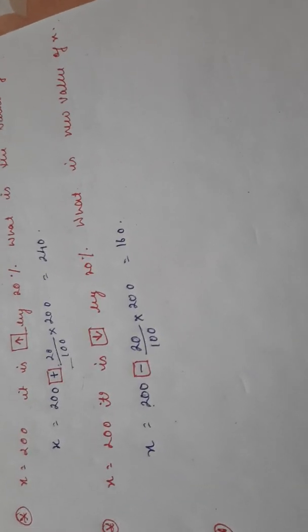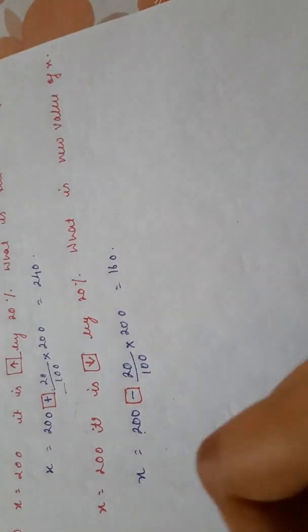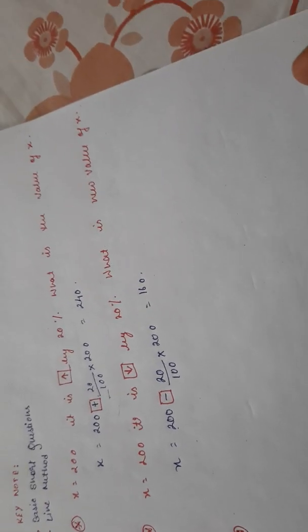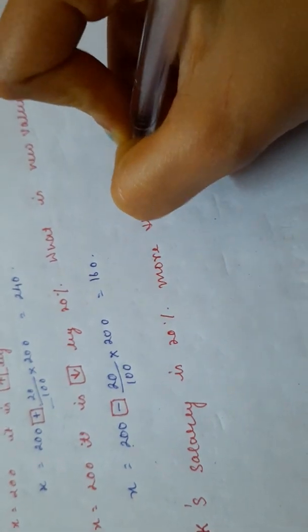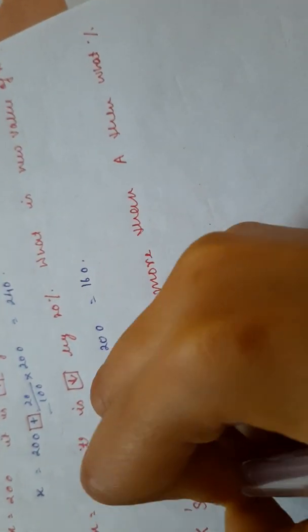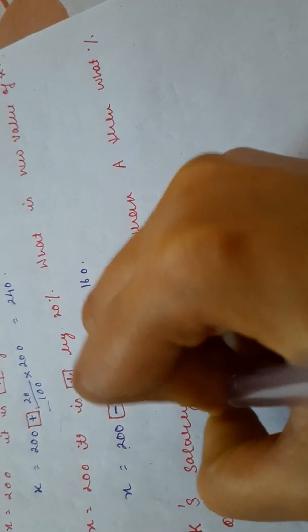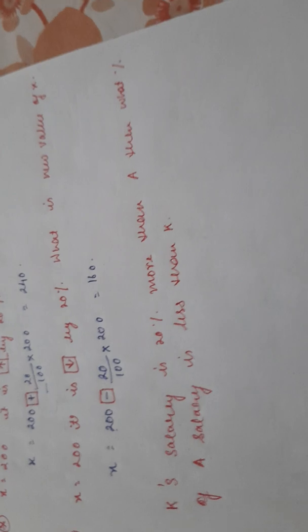We don't have to use any ninja technique or any shortcut for this, because it itself takes just a second. Now it is a little tricky question, as well as a very common or basic question, as we can say. K's salary is 20% more than A, then what percentage of A's salary is less than K?